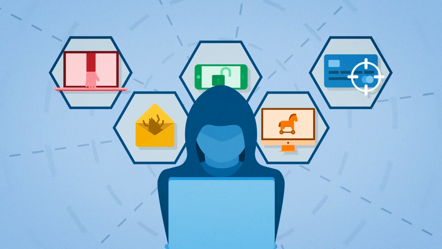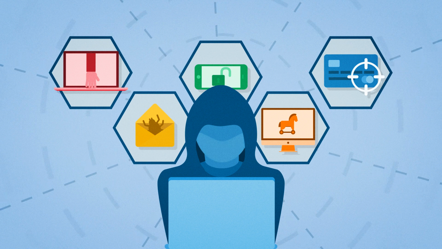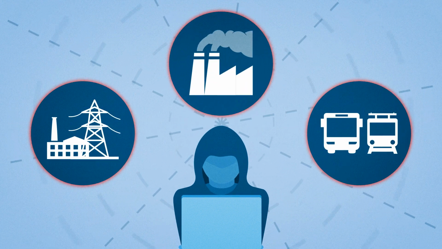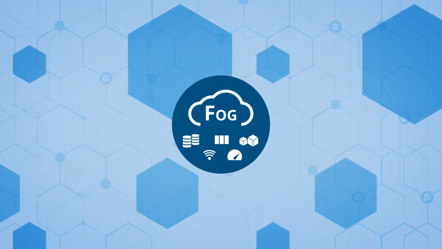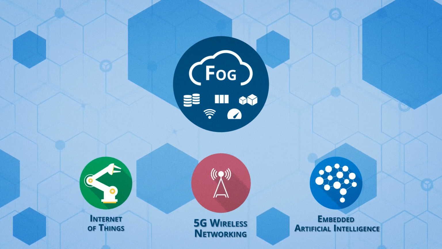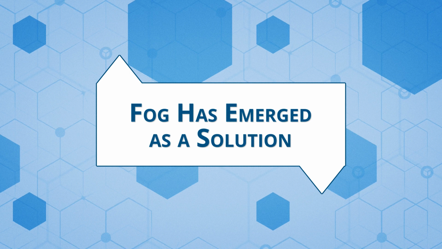Beyond stealing intelligence or disrupting business activity, hackers now have more entry points that allow them to damage our physical world and pose serious safety risks to utilities, factories, transportation systems, and other critical infrastructures. But now, fog computing, an open architecture that is enabling innovation for IoT, 5G, and AI, has emerged as a solution for mitigating such threats.